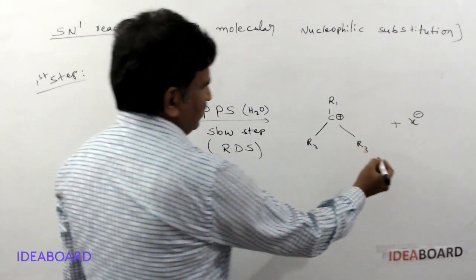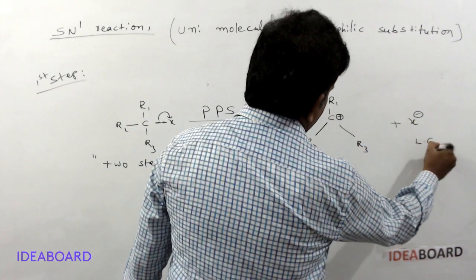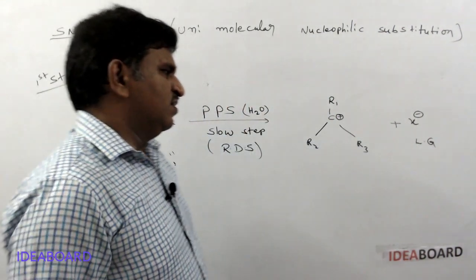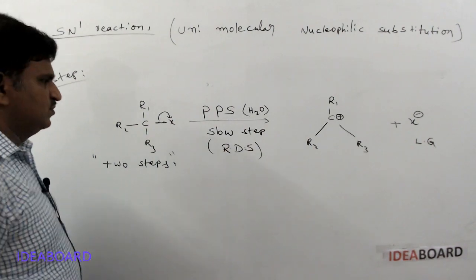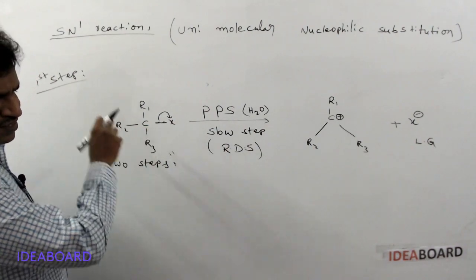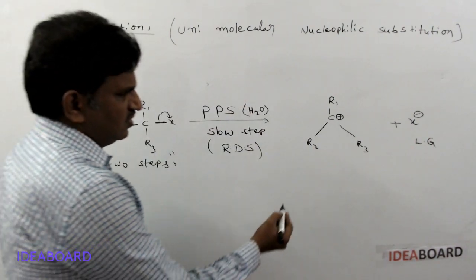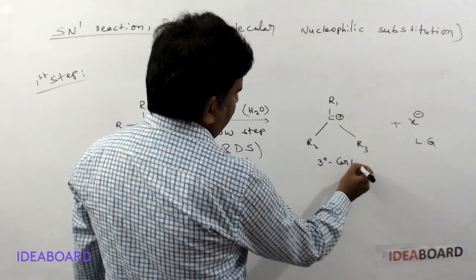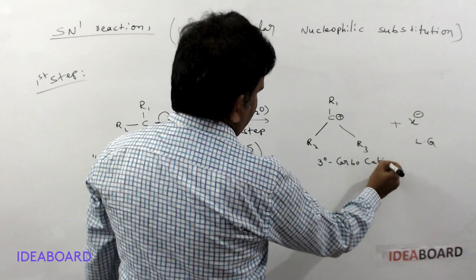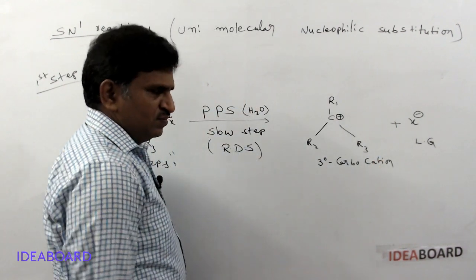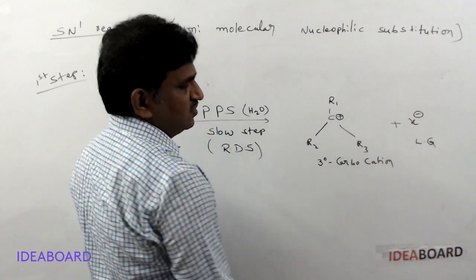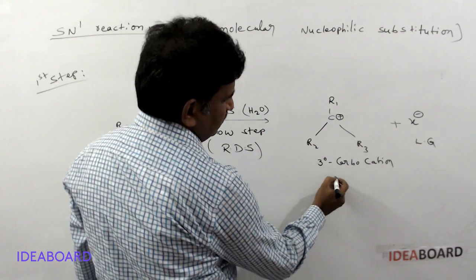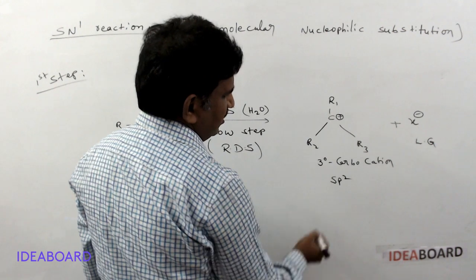That is called the leaving group. LG means leaving group, not living good. So that is the leaving group which is leaving from the alkyl halide. And this is called a tertiary carbocation. What is the tertiary carbocation hybridization? How many sigma bonds are present? Yes, 3 sigma bonds are present. 3 sigma bonds present means it is sp2 hybridized.